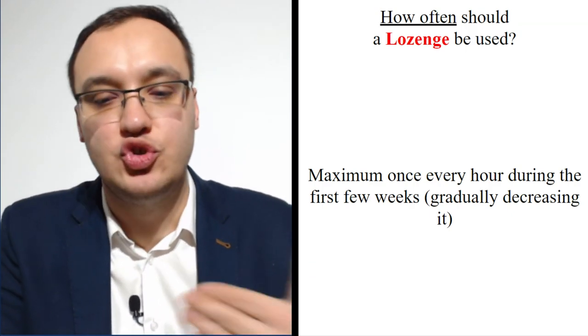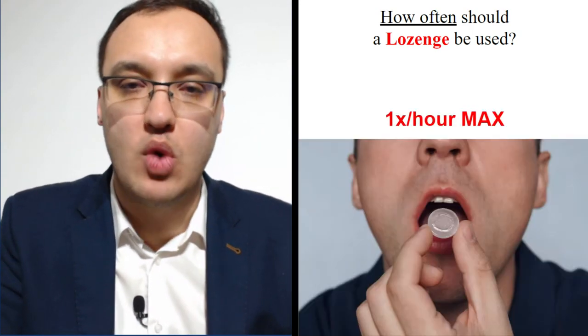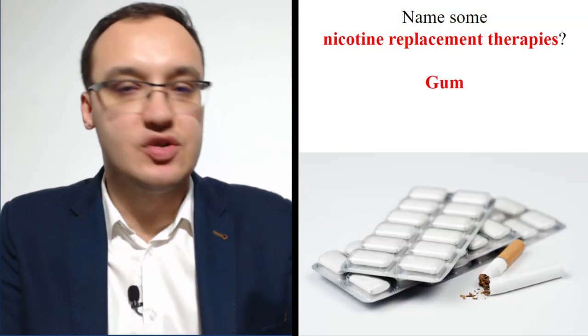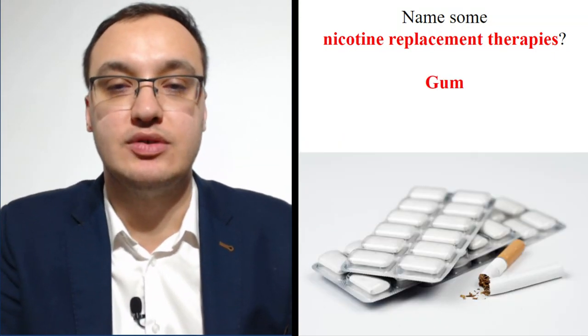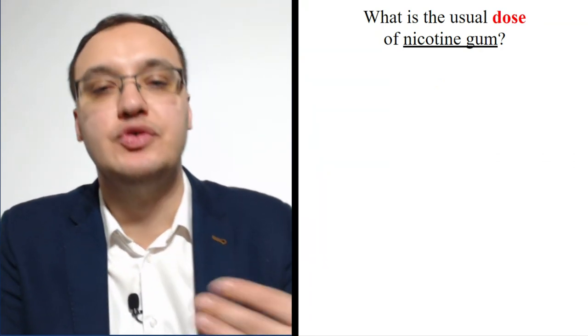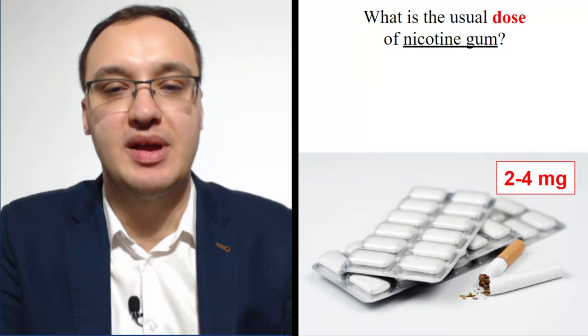That's the maximum dose during the first few weeks, and then you start to decrease this dose. So once per hour maximum. Gum. Then we have a gum. This is also a good alternative to patches. Very convenient. You take some gums when you have this urge to smoke. And 2 to 4 milligram is also here. So 2 to 4 milligram gum.